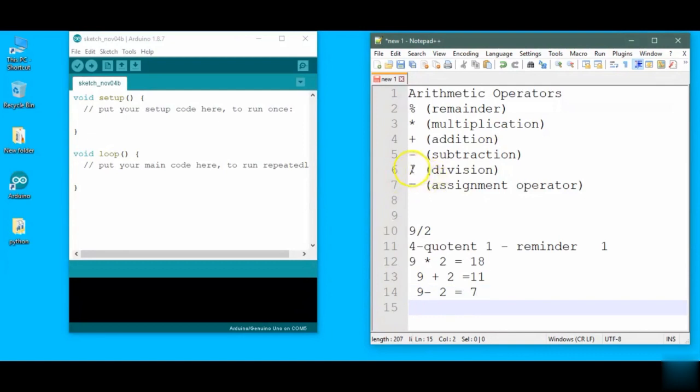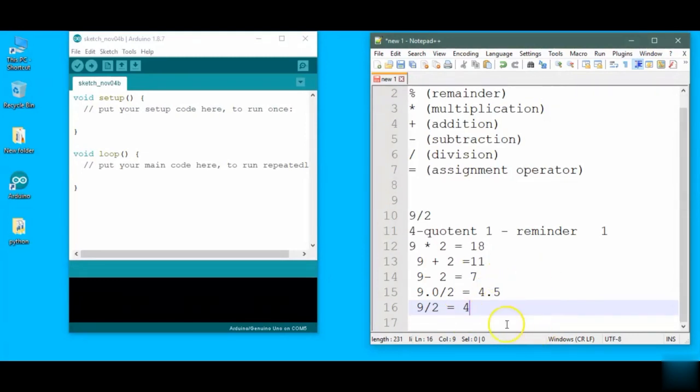And then division, that is 9 by 2, we get 4.5 if they are floating point values. Like if I write 9.0 divided by 2, then I will get 4.5. And if I divide 9 divided by 2, then I will get only 4, not 4.5. Remember this thing, as I have already told you in data types.